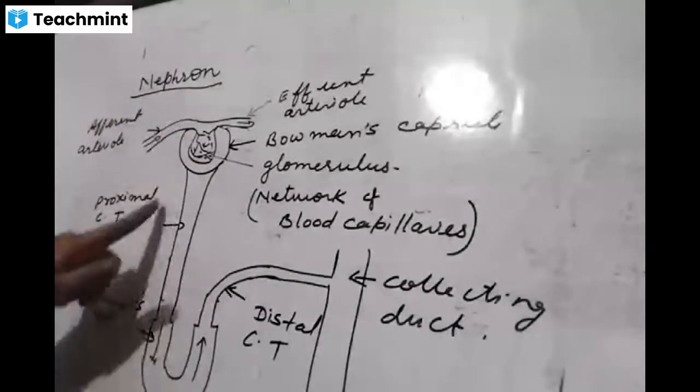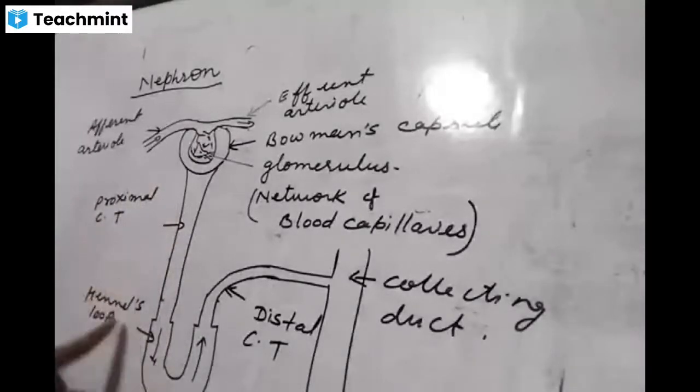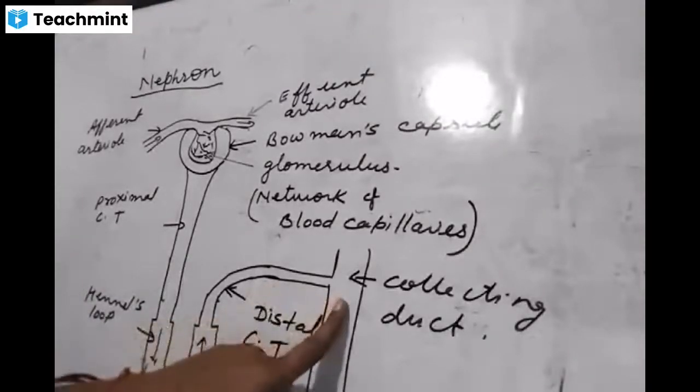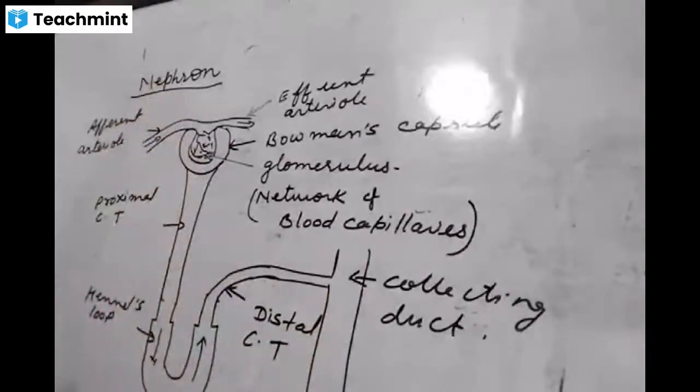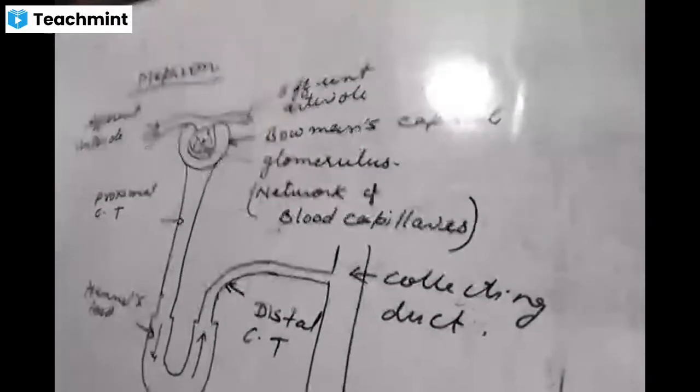The first part of the tubular part is called the proximal convoluted tubule, the middle one is called Henle's loop, and the third one is called the distal convoluted tubule. What is the function? I will explain in the second part, the function of the nephron. And last is the collecting duct. So here I have explained the structure of the nephron. Now see the function. How does the formation of urine take place? The function of the nephron is completed in three parts.